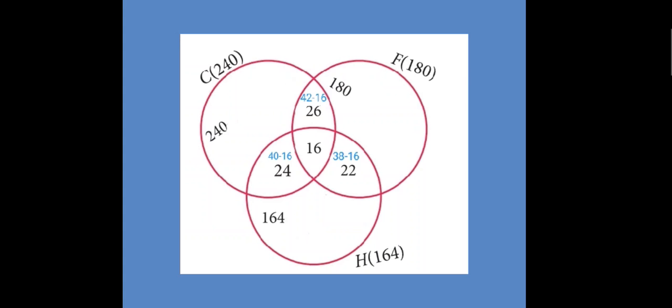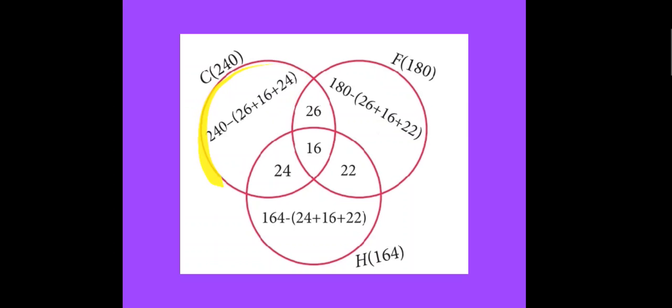Then come to the next calculation. We should add all 26 plus 16 plus 24, and subtract from the 240 to find those who are playing cricket alone, because this circle contains all these three values also. So we should eliminate this common region from the cricket, then we will get the persons who play cricket only.